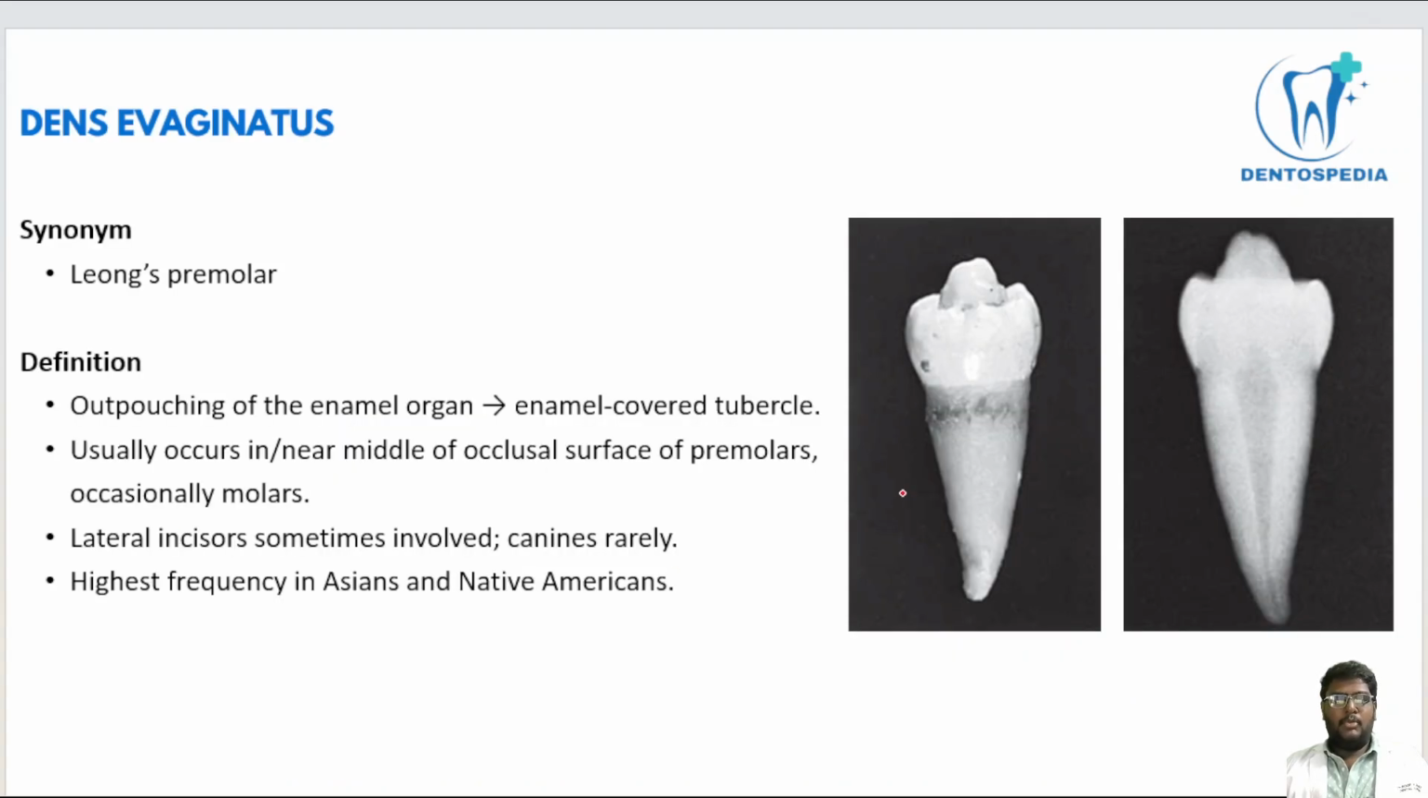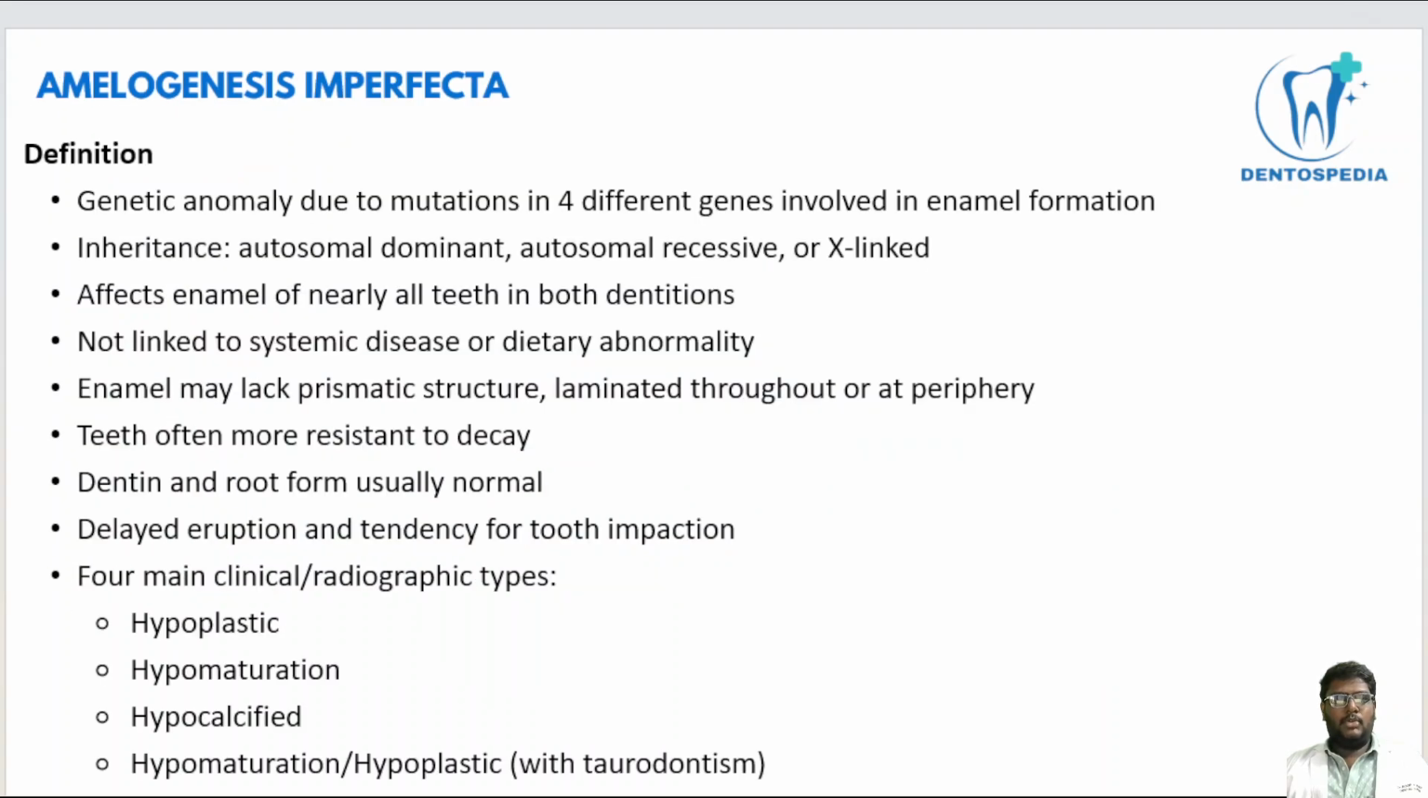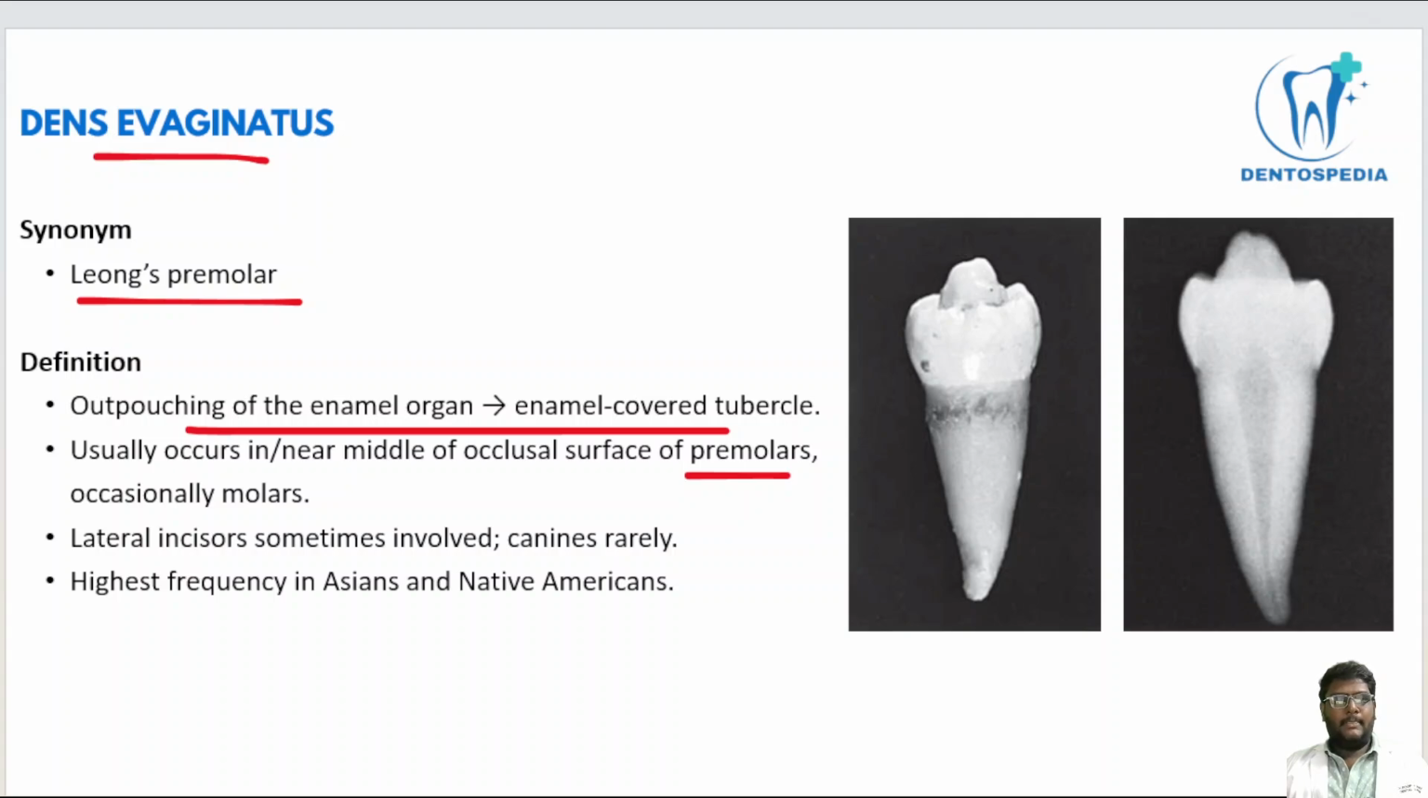And coming to another important anomaly, that is called dens evaginatus. It is quite the opposite of dens invaginatus. Okay, it is also called Leong's premolar. When dens evaginatus occurs in premolars, the tooth is called Leong's premolar. Okay, it mainly occurs due to outpouching of the enamel organ. And it is seen clinically as a tubercle. Okay, it is covered by enamel, and usually premolars are affected. And this is about dens evaginatus.